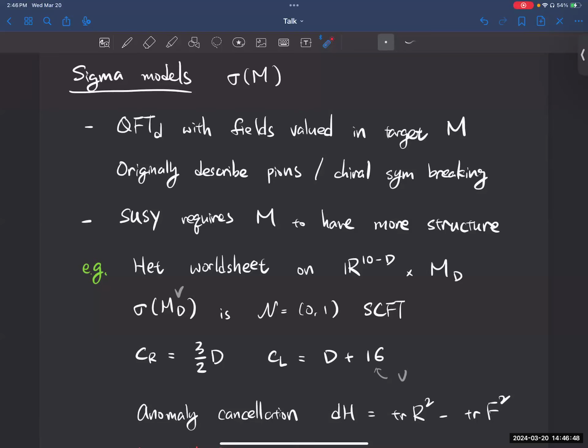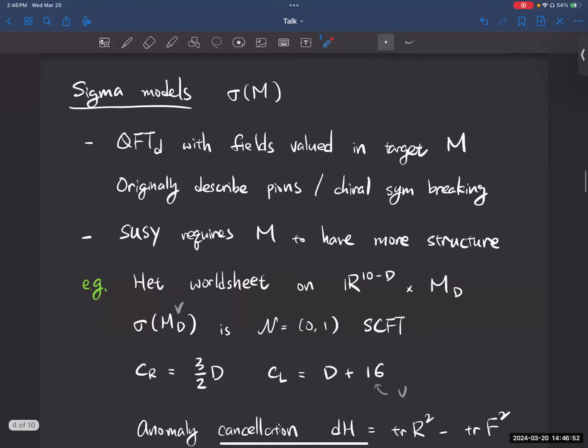And so a very useful set of QFTs to think about are sigma models. As we all know, a sigma model is some quantum field theory where the fields are valued in some target manifold M. So the scalars are valued in M, and then you might have fermions valued in the tangent bundle of M, etc. And of course, it was originally invented in the 60s to describe pions and chiral symmetry breaking.